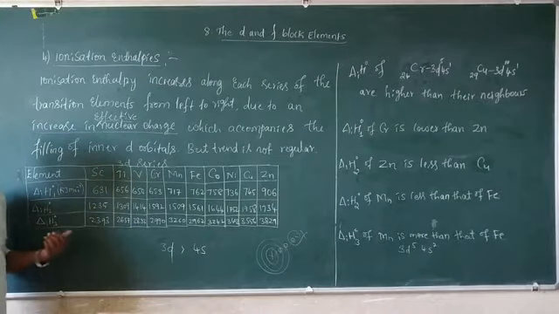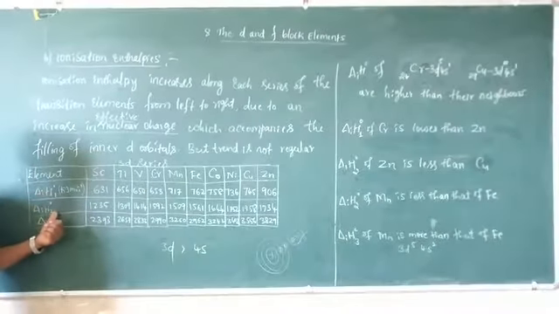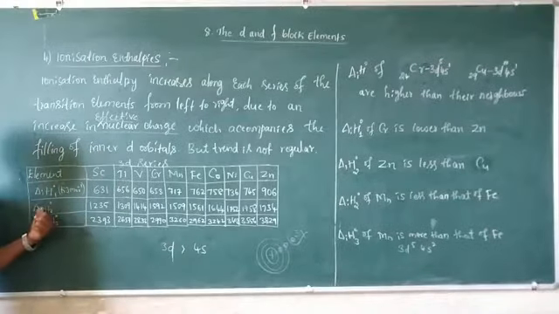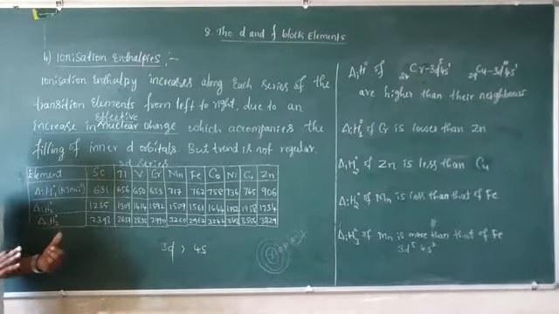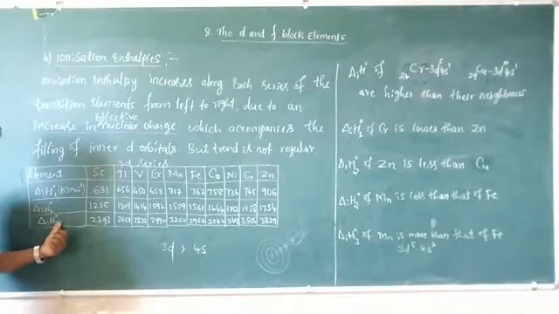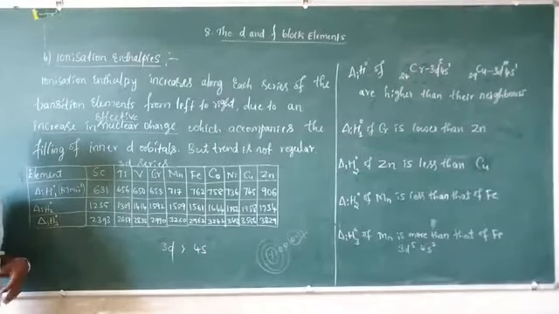If you remove one electron, it is the first ionization enthalpy. If you remove a second electron from the outermost shell, it is the second ionization enthalpy. If we remove a third electron, it is called the third ionization enthalpy.